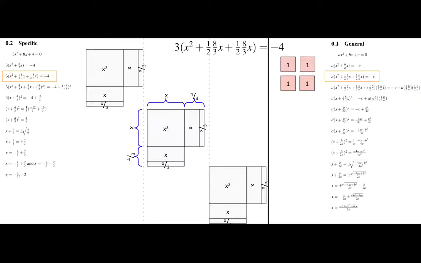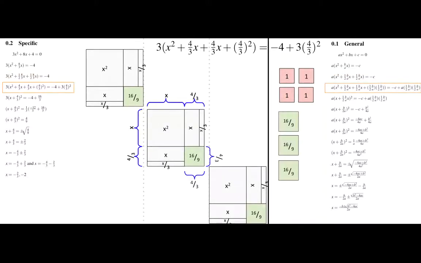And what that's going to do is allow me to now complete the square. I want to put in an extra piece that fits in that missing part. So because that missing part is 4/3 by 4/3, the area of the piece that I'm going to put in is 16/9. That's 4/3 times 4/3. And notice because I had 3 pieces, I had to put it in 3 times.